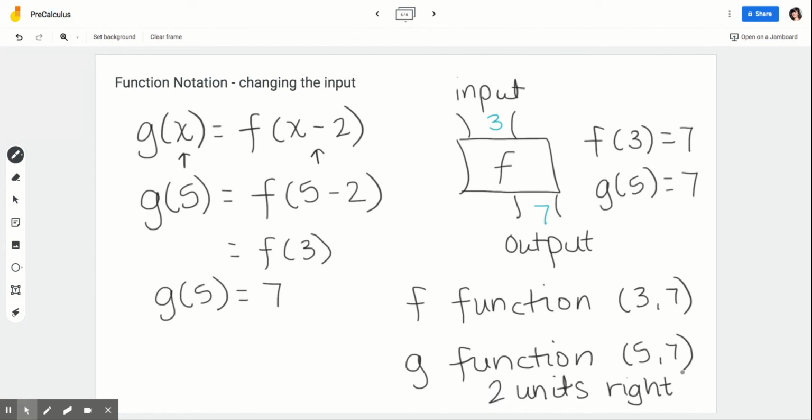I have to start with a larger value when I work on the g function, 2 units larger, so that if I plug it into the f function, I get out the same answer.